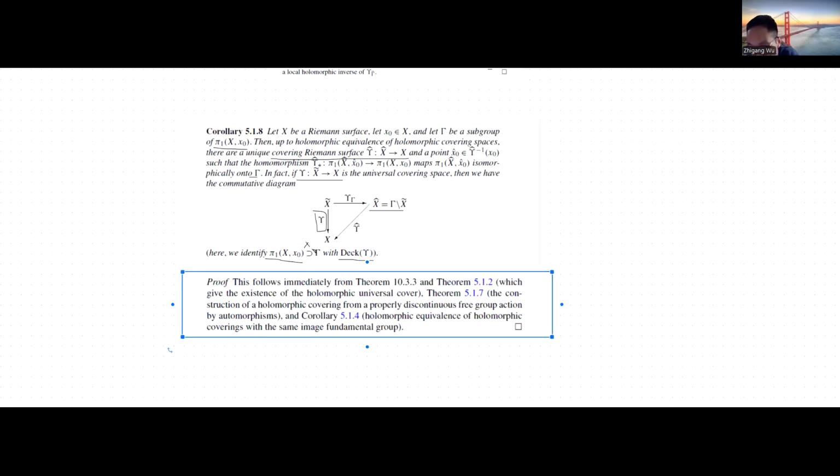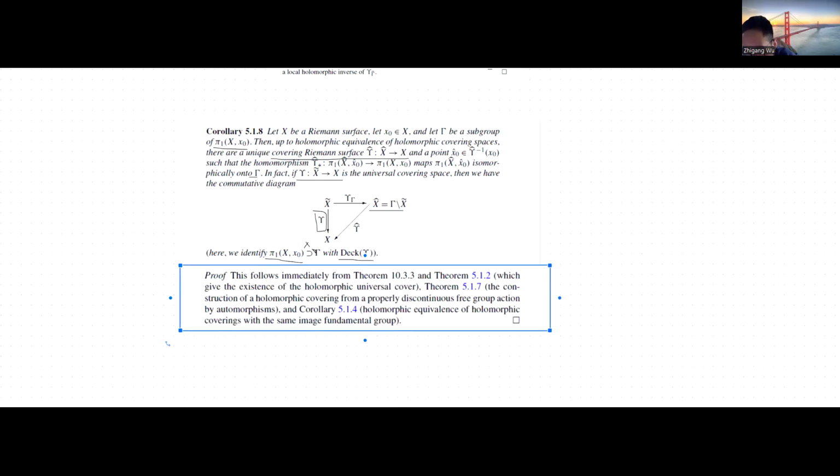So for the proof, this follows immediately from theorem 10.3.3 and theorem 5.1.2, which gives the existence of the holomorphic universal cover. So let's see what theorem 10.3.3 is.